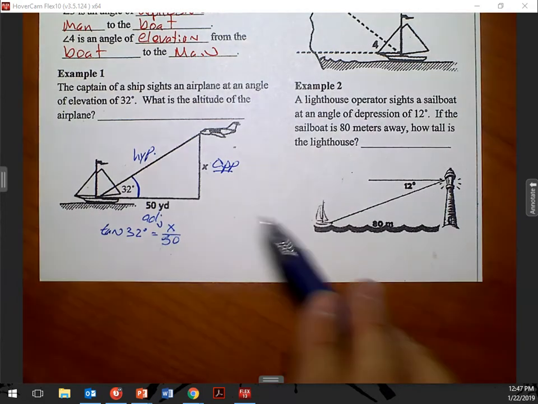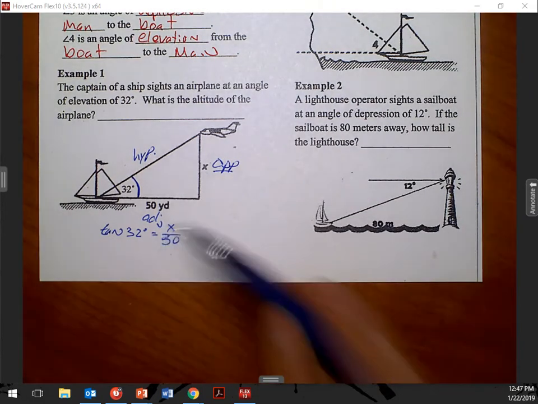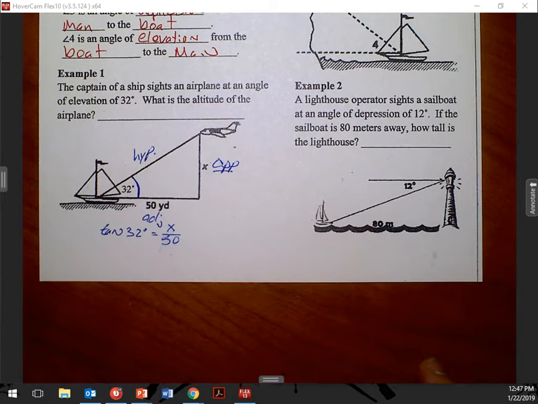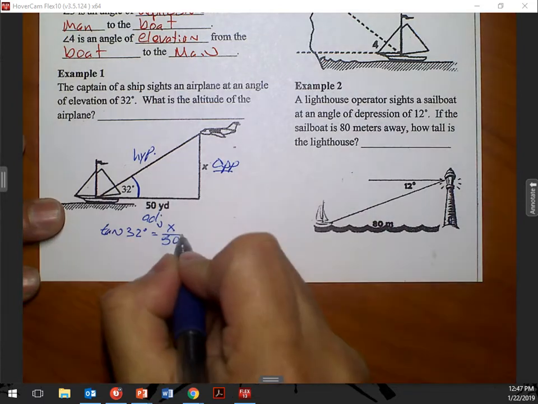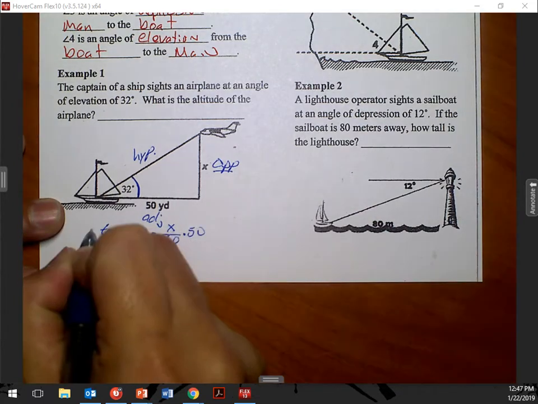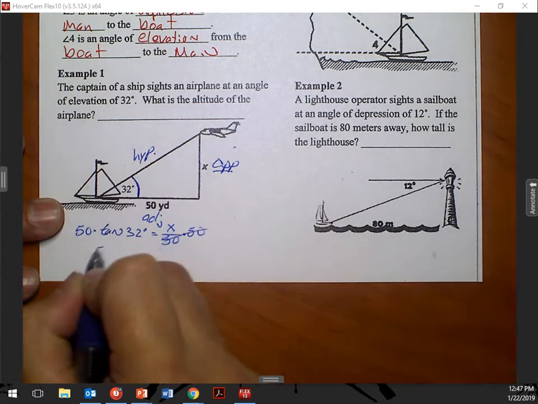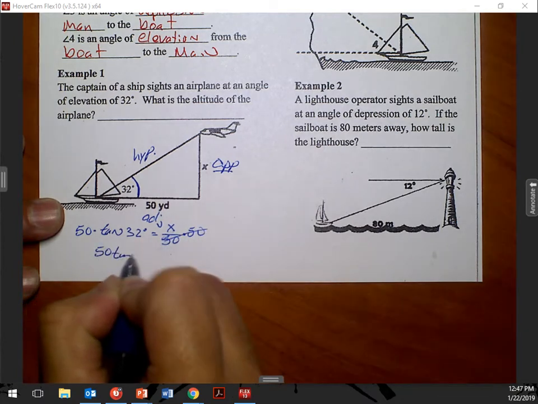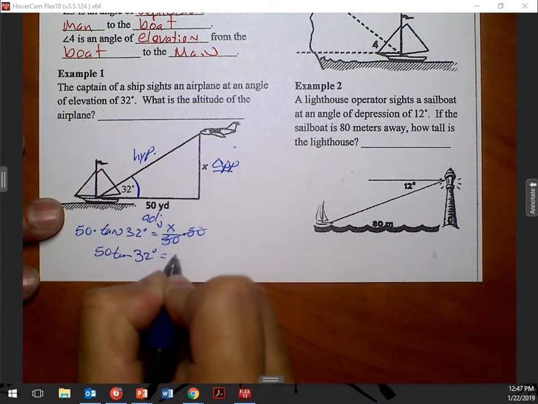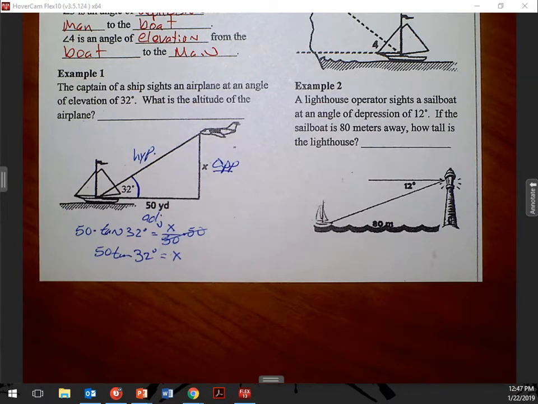So now, what's the step that I always have to do from here? Multiply by the bottom. So it's going to be crossed out. 50 tan 32 degrees is equal to x. Now, is x by itself? Yes. So what can I do from there? Plug it into the calculator.